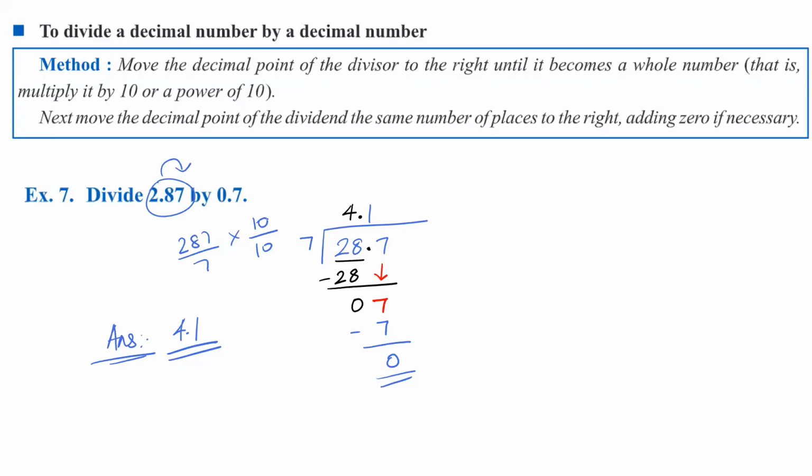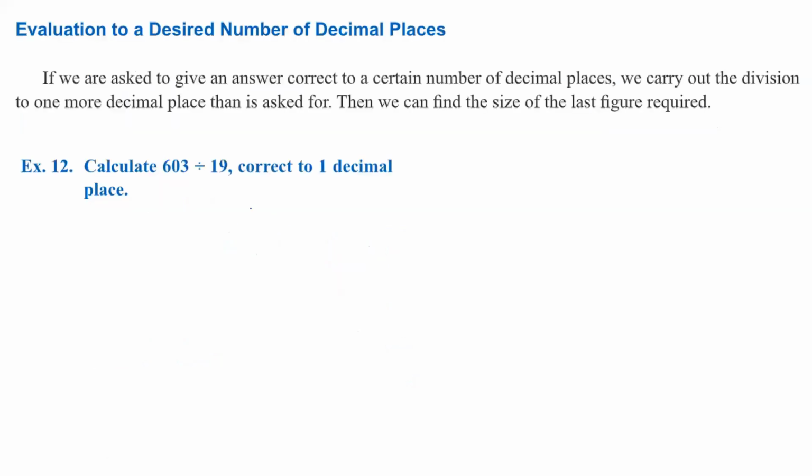Now, if that is clear, let us move to the next example. This is known as rounding off, the evaluation of a decimal number to a prescribed number of decimal places. That means rounding off. Whenever you get an answer, suppose I get the answer as 3.546.